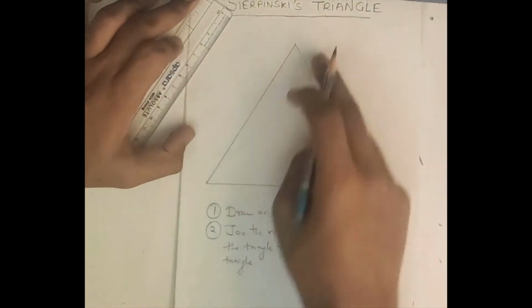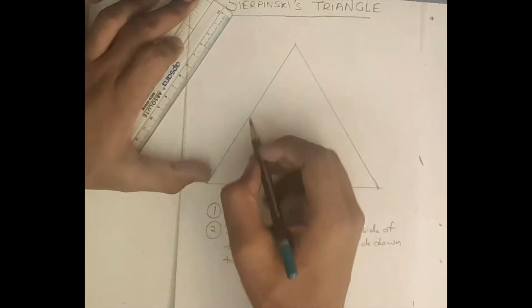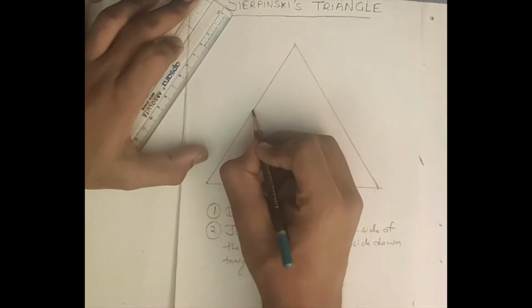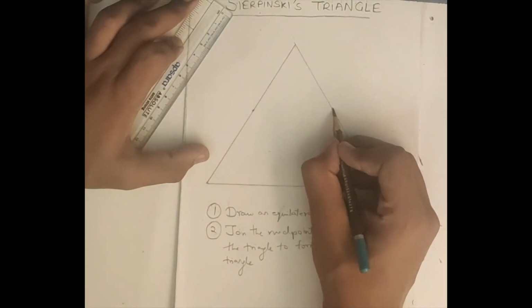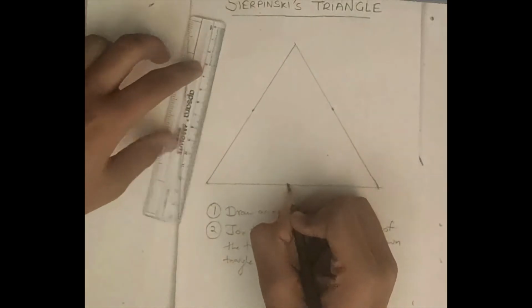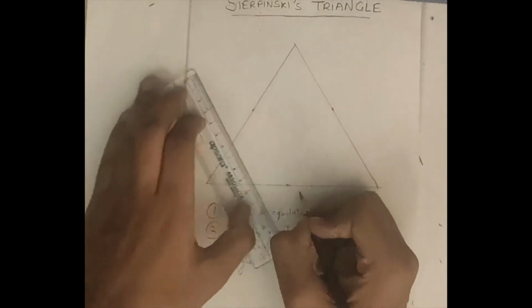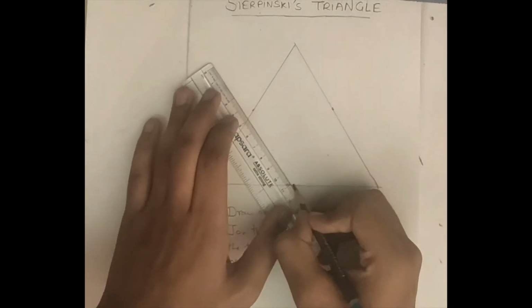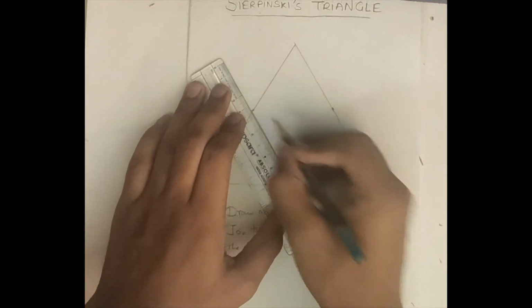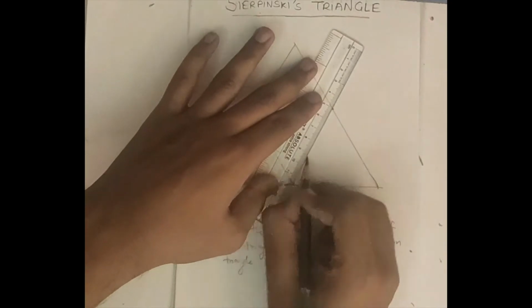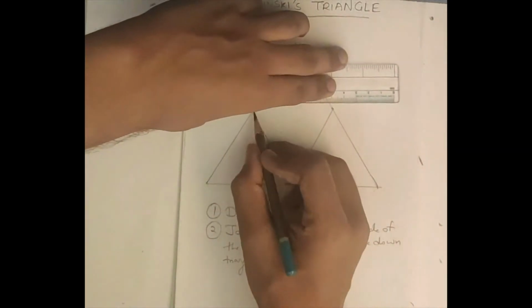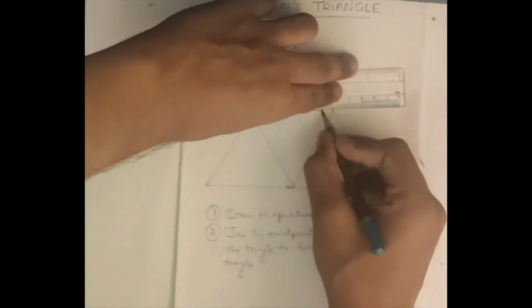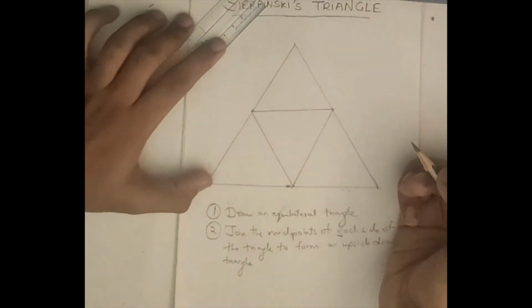So midpoints is like the point between these two points. So that's basically this, and this. Now if you join these three points, then you get another upside down triangle. Alright.